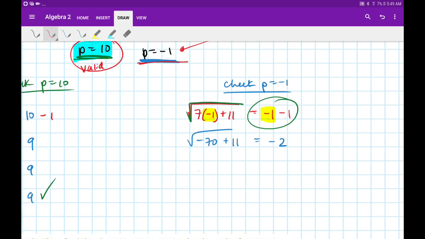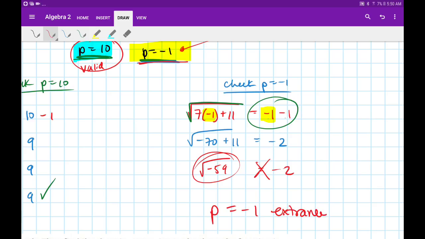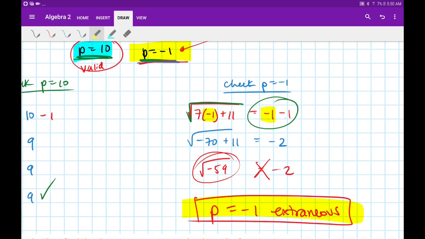So negative 7 plus 11 is 4. And the square root of 4 definitely is not equal to negative 2. That means p equals negative 1 is my extraneous solution. And it's the one that I would select or choose for this problem.